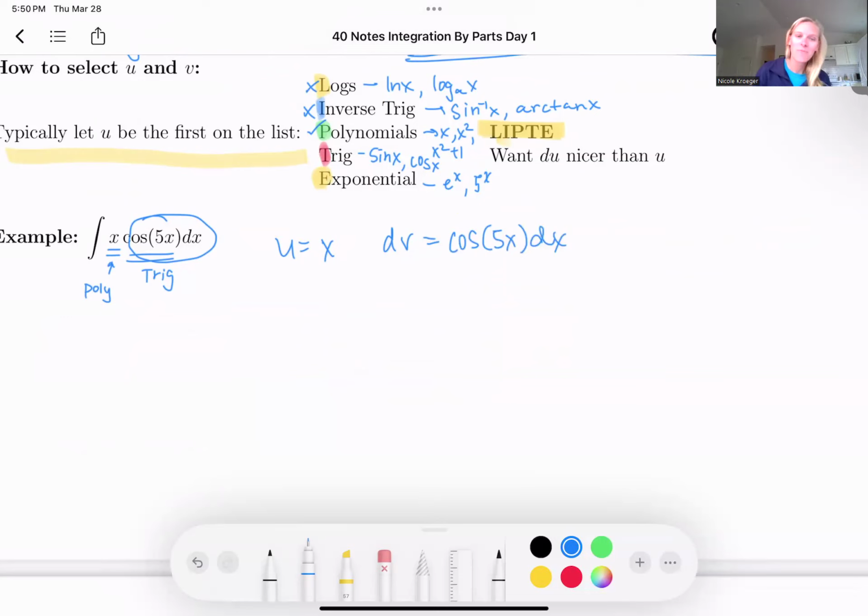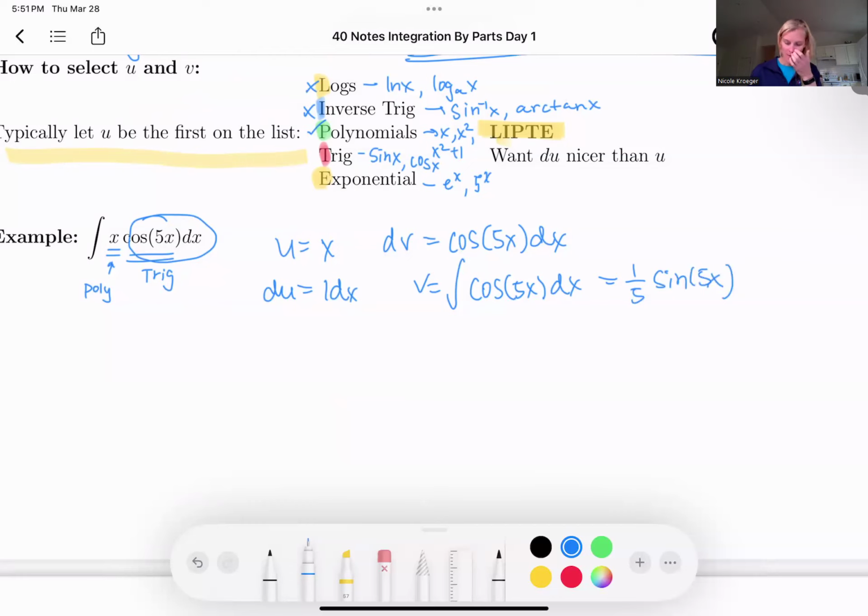Okay, so now I need to find du, that's the derivative of x, which is just 1 dx. I need to find v, which is the integral of cosine of 5x dx. You actually have to do u substitution on that. It's a fairly straightforward u substitution, so I'll just jump to the answer here. It's 1/5 sine of 5x.